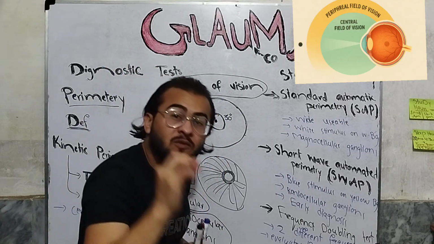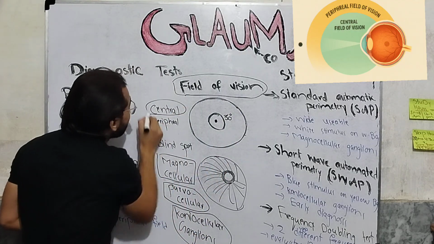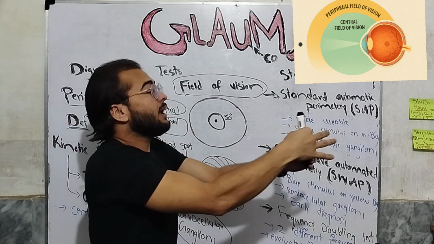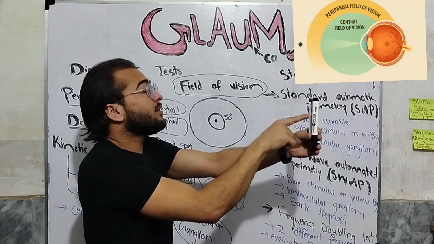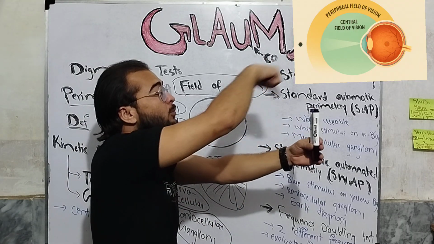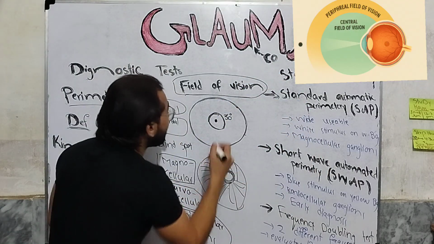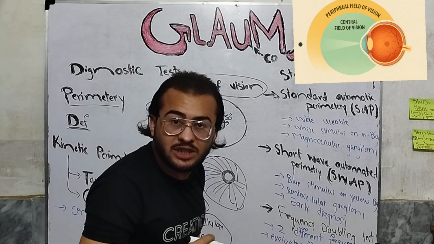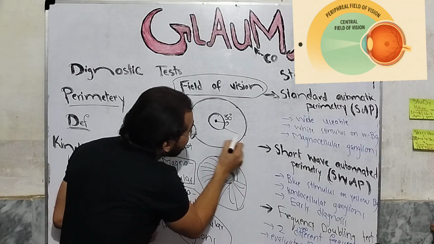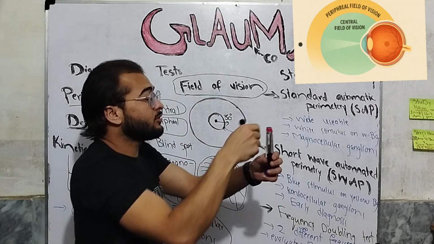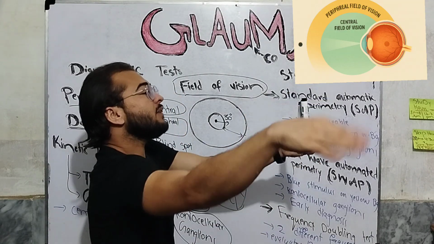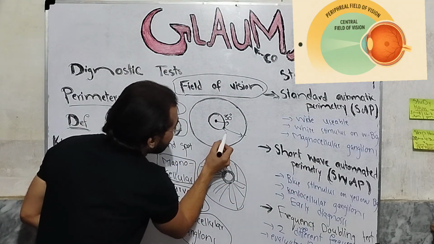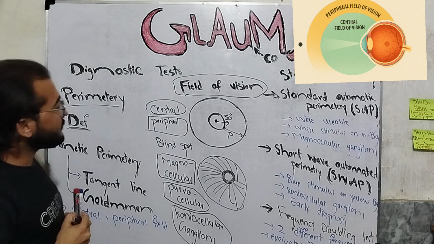Now we have the central field of vision and we have the peripheral field of vision. The central field of vision is, by fixating on a central target, the area within 30 degrees of this fixating point. And the areas beyond 30 degrees of the fixating point are called the peripheral field of vision.